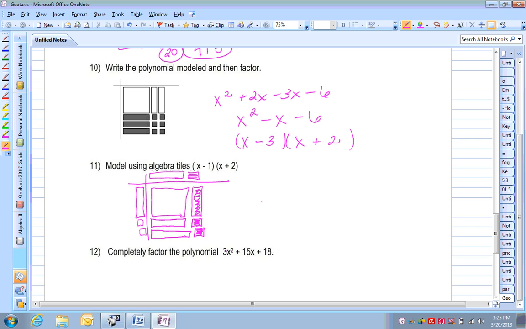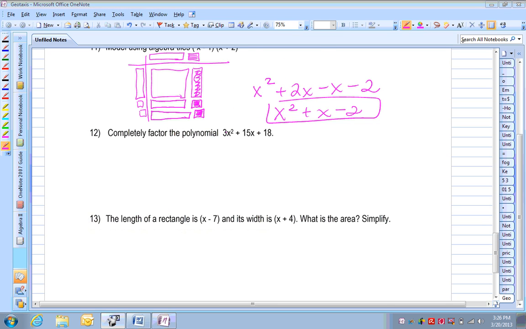And if I wanted to write the algebraic expression instead of writing it in algebra tiles, it would be x squared plus 2x minus x minus 2. And then when I simplify it, x squared plus x minus 2 would be the final answer.